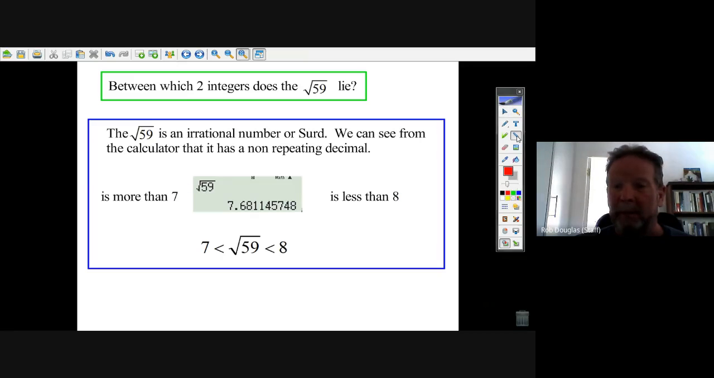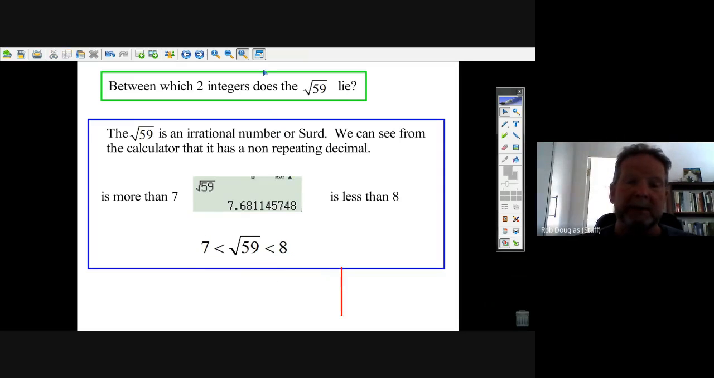And the way we write that with inequality symbols is, when it's closed, it means less than. So this means root 59 is less than 8. You see, when it's closed, it means less than. And when you go this way, when it's open, it means greater than. So root 59 is greater than 7, but less than 8. Between which two integers does it lie? Between 7 and 8. That's your answer.